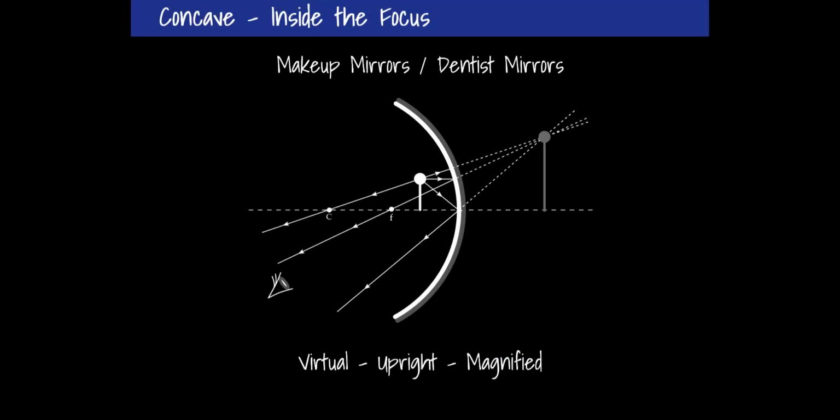If I put the object inside the focus, a ray parallel goes through the focus. A ray to the center goes symmetric. A ray straight at the mirror bounces straight back. Here's my viewer tracing those rays backward, and just like the plane mirror, those rays get traced backward to a position that is behind the mirror. For the first time in all of these demonstrations, I've created an image.